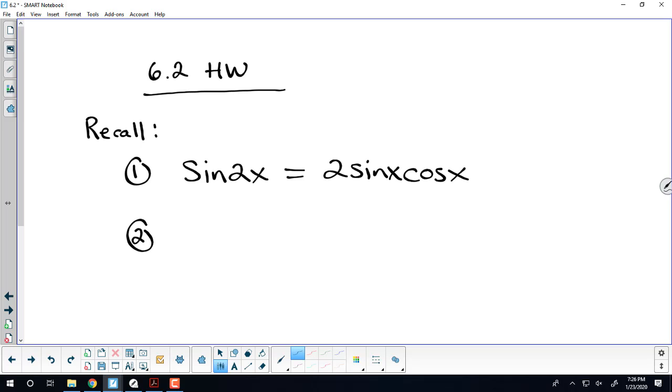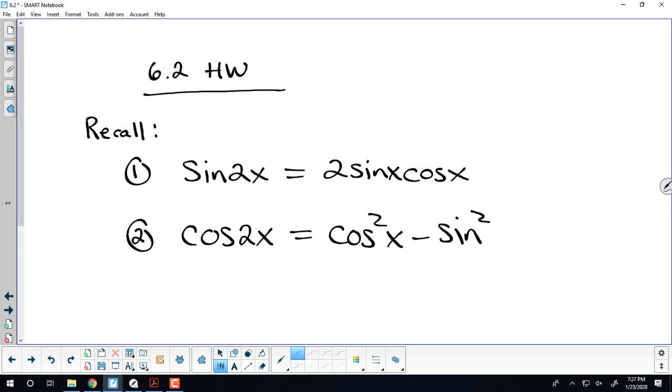The other one was for cosine of 2x. Does anybody remember the identity for cosine 2x? Oh, it's just cosine squared x minus sine squared x. Yeah. Cosine squared minus sine squared. And remember for cosine of 2x, there were actually 3 different identities, all based off of this one right here.